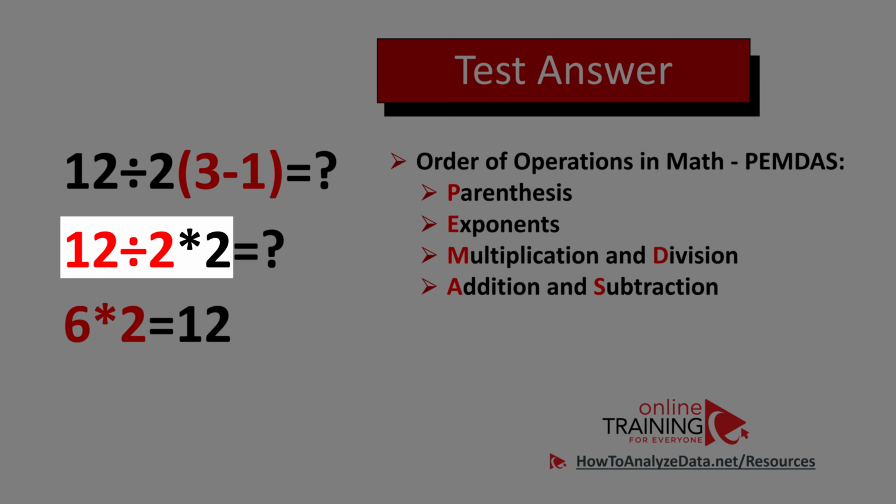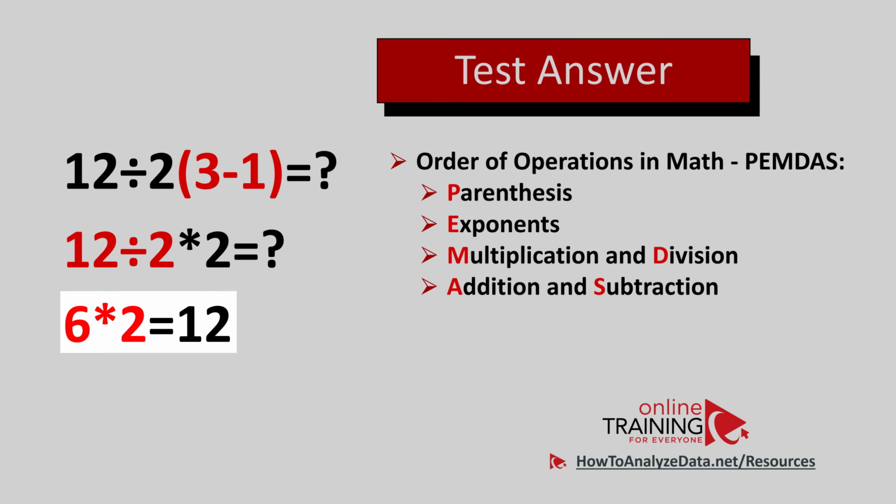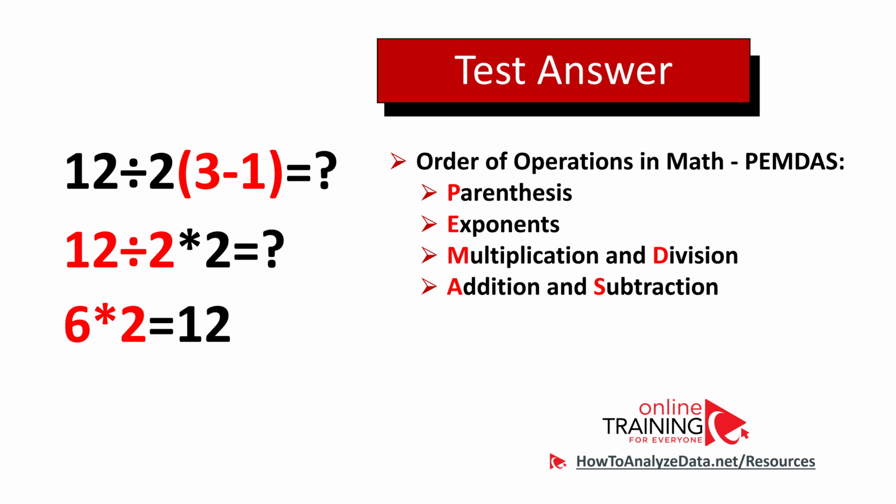Once we divide 12 by 2, we get 6, and the final expression we need to solve would be 6 multiplied by 2. So the correct answer here is 12. Let me give you a quick hint. Even if you don't know the answer, you can always use a calculator.